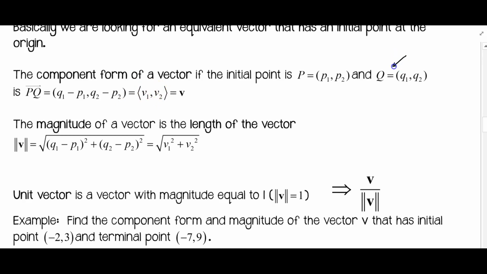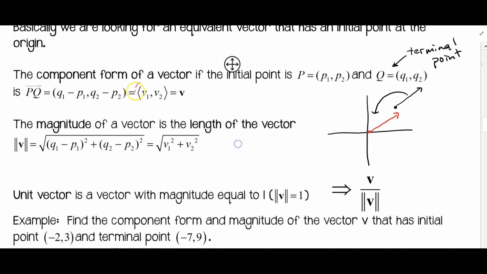So let's make a little note here. This is the terminal point. This is where the arrowhead is. So basically what we're doing is we're taking a vector which might be somewhere in the coordinate plane, and we're going to move it so that it ends up at the origin. We're just going to slide it over there, move it over to the origin. And again, when you see these angle brackets here, you know that it starts at the origin.